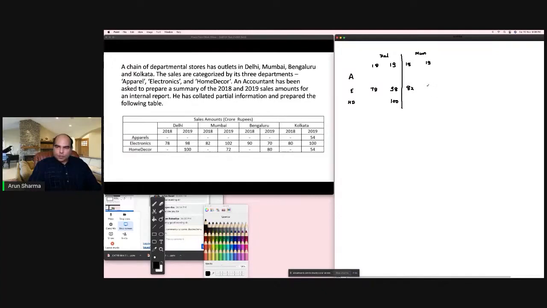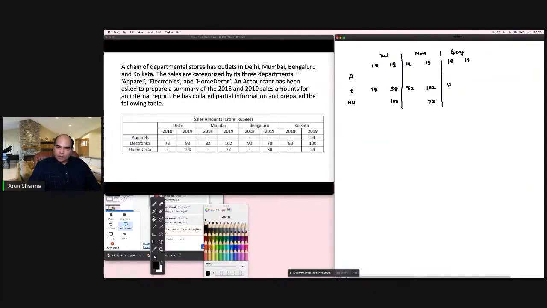The apparel information is not given to you. And this is the classic missing data question that you are often asked to deal with in exams, in these kind of exams, in the CAT specifically. Also XAT, etc. uses this structure quite often. So you have to be efficient at solving these kinds of questions.